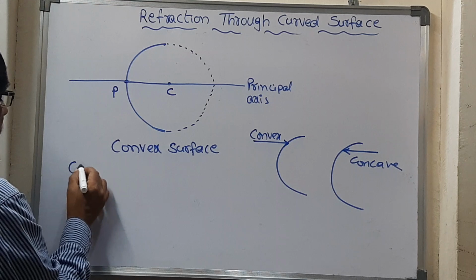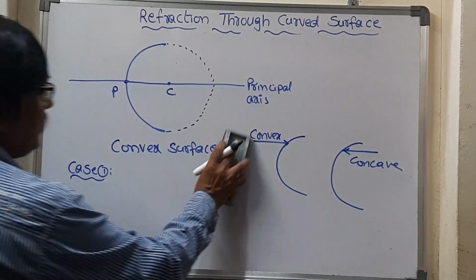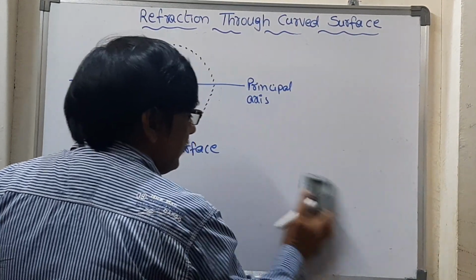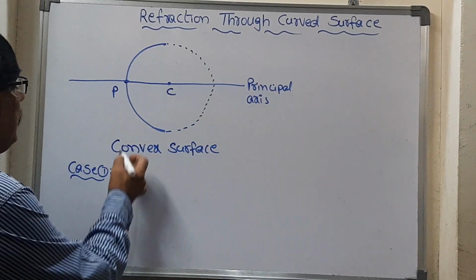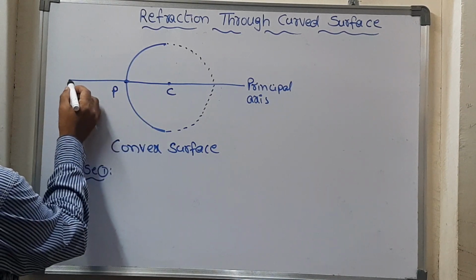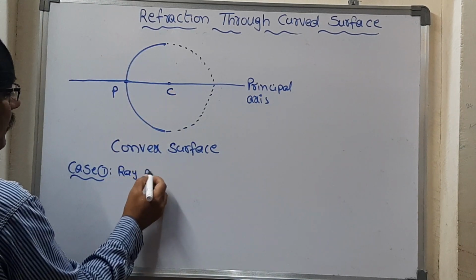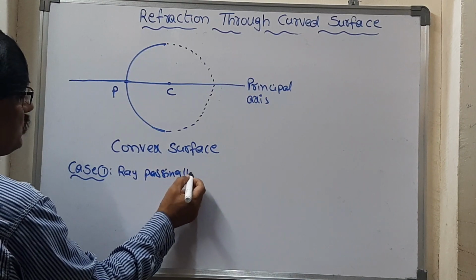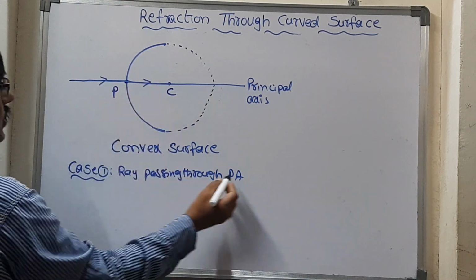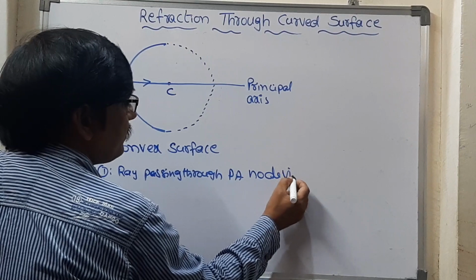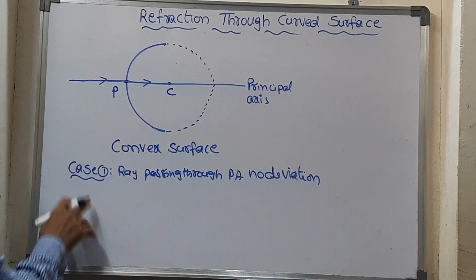Now let us take different cases, and the first case is how the refraction takes place through a single curved surface. The first one is if the incident ray is passing through the principal axis. Passing through the principal axis, did you notice any deviation? No deviation, isn't it? As the ray is passing through the principal axis, there is no deviation. That's the first case.